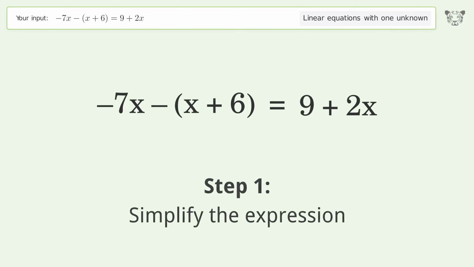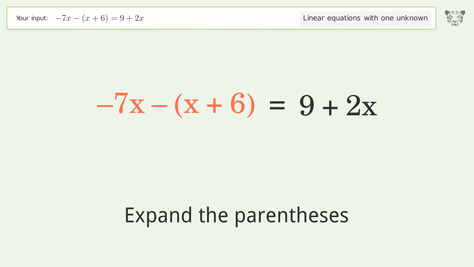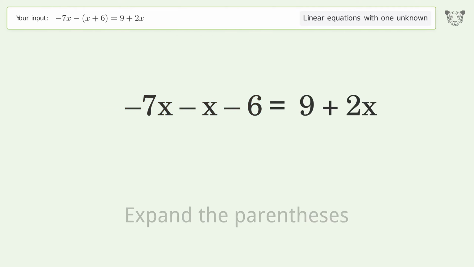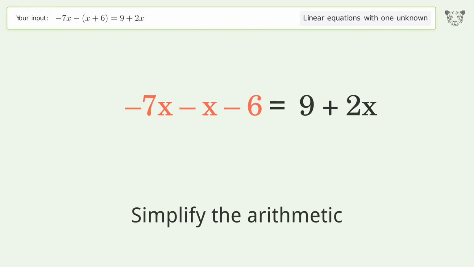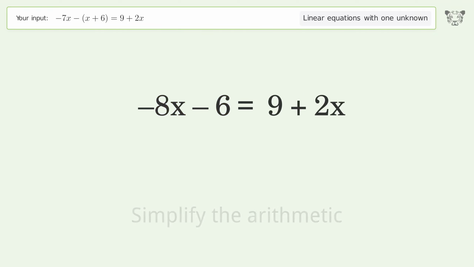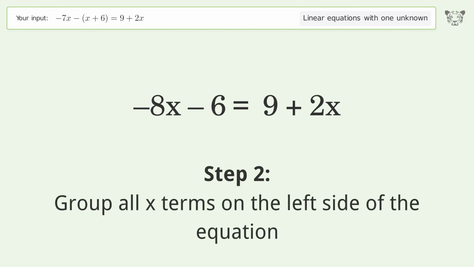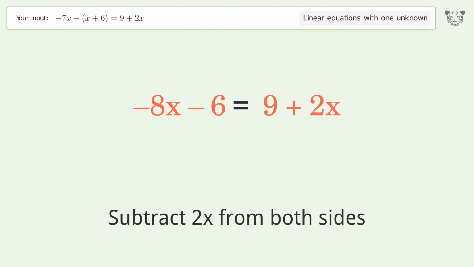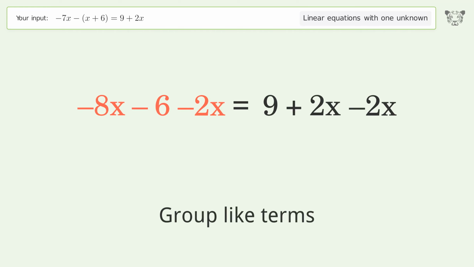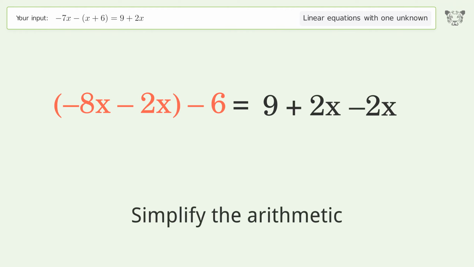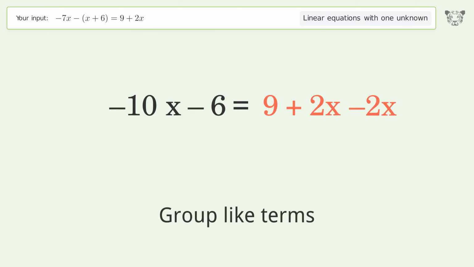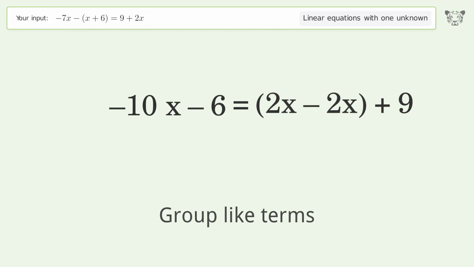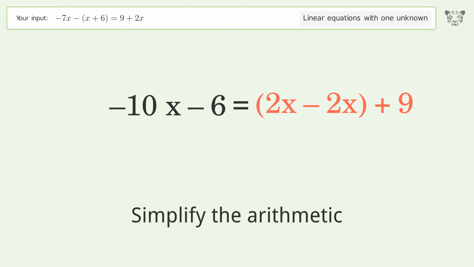Simplify the expression. Expand the parentheses. Simplify the arithmetic. Group all x terms on the left side of the equation. Subtract 2x from both sides. Group like terms. Simplify the arithmetic. Group like terms. Simplify the arithmetic.